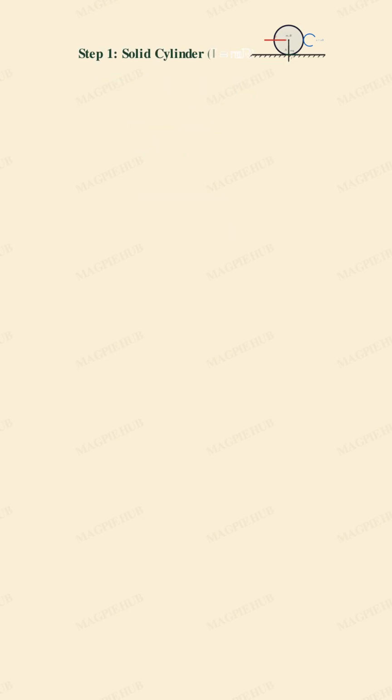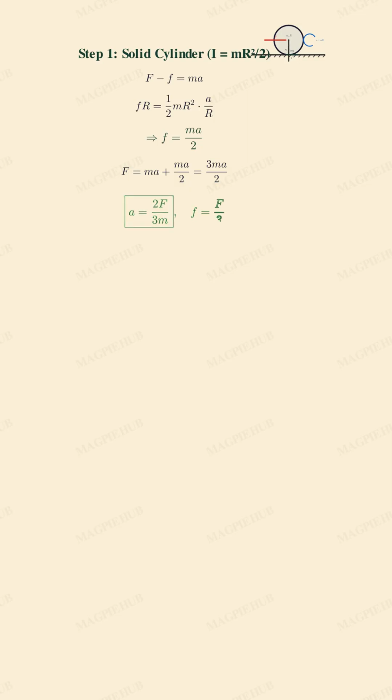Step 1, for a solid cylinder, the moment of inertia is 1/2 mr squared. From translation, F minus f equals ma. From rotation, fr equals 1/2 mr squared times a over r, which gives f equals ma over 2. Substituting back, F equals ma plus ma over 2, that is 3ma over 2. Therefore, acceleration a equals 2F over 3m, and friction f equals F over 3.